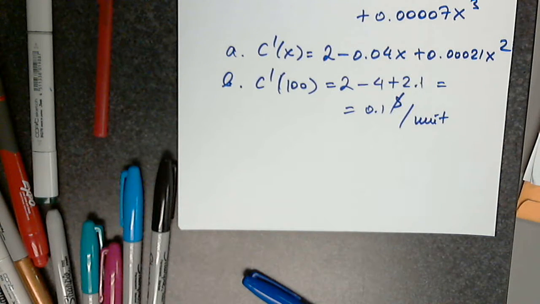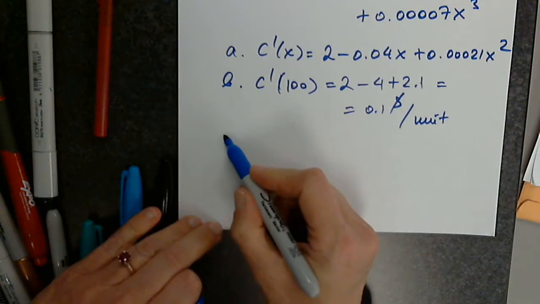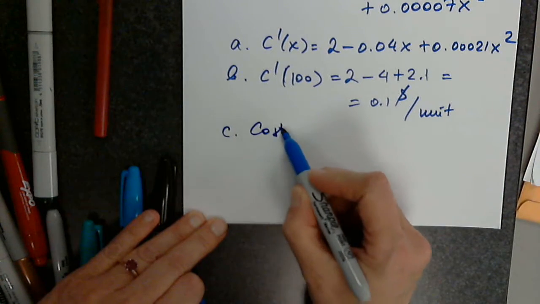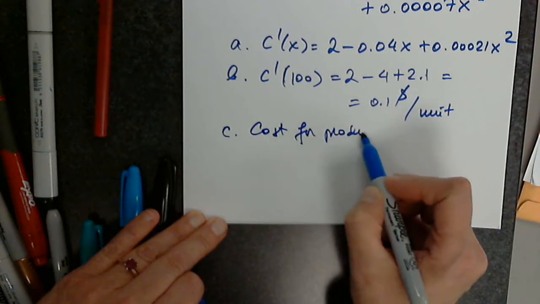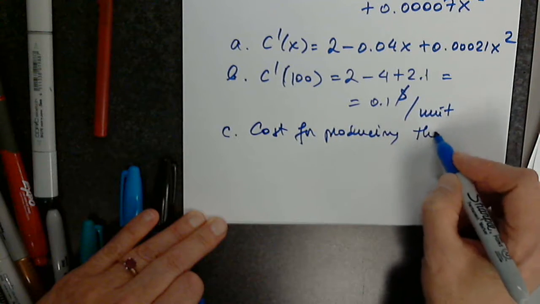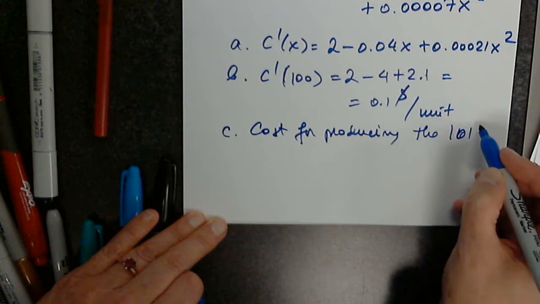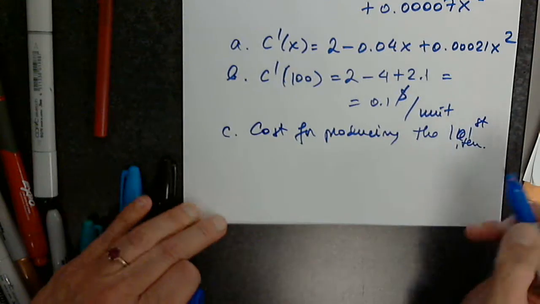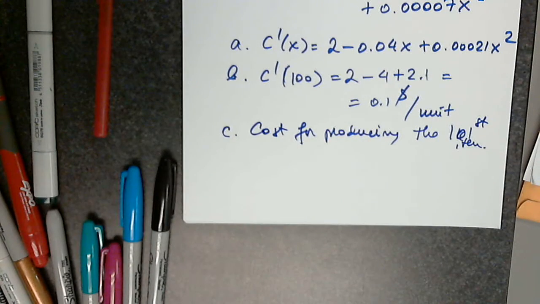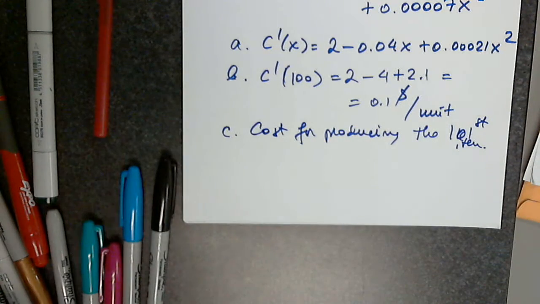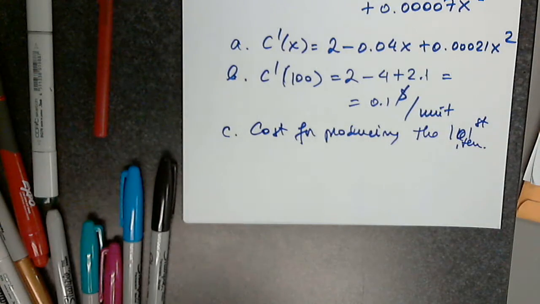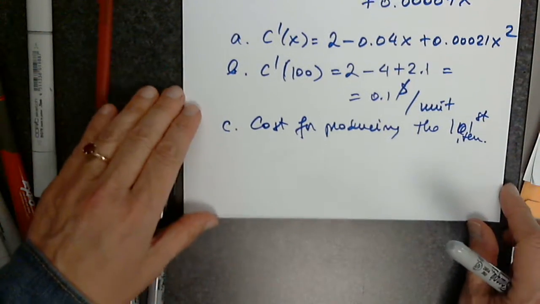Part C. Compare C prime of 100, which we have already in part B, with the cost of producing the 101st item. So first I have to determine the cost of producing the 101st item in order to compare it to 0.1. How do I get the cost of producing the 101st item? What do I have to do?